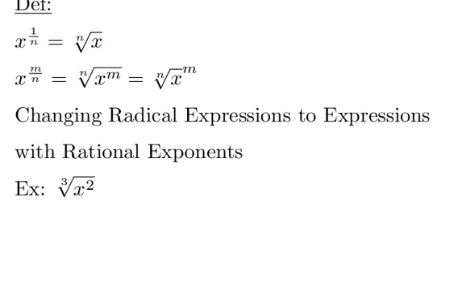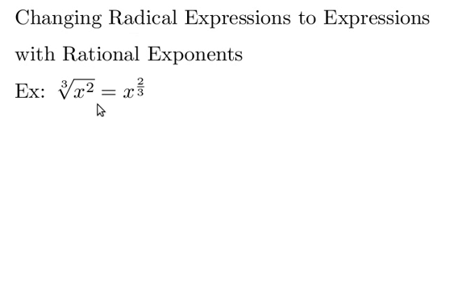So we can rewrite this as x to the power of 2 over 3. Again, I want to reemphasize that you want to make sure you don't mix this up. The denominator is going to be the root, and the numerator is going to be the power. So this is an example of something that was a radical expression and has been switched to a rational exponent. Let's go on to a slightly more complicated one.